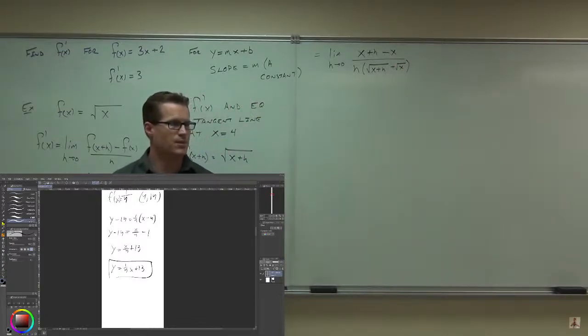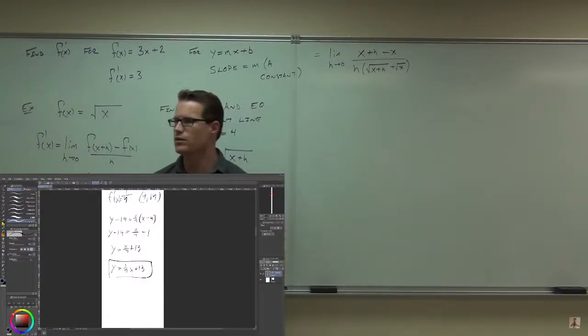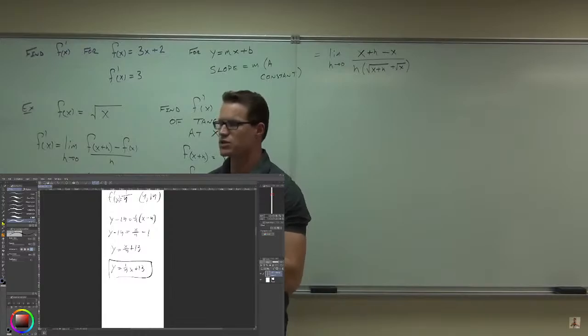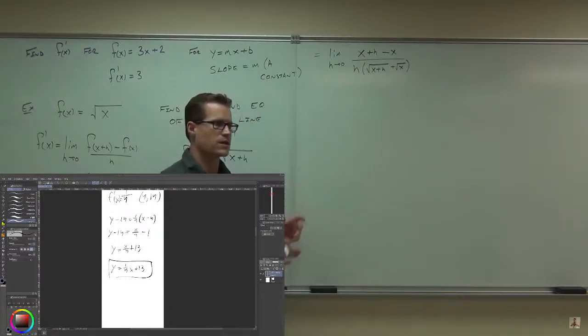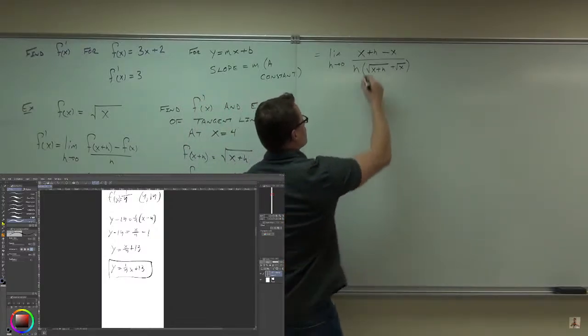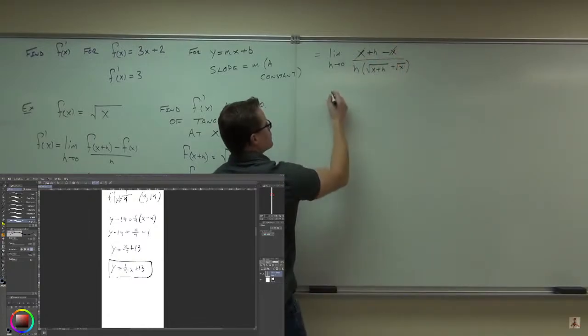See anything nice that happens? Cross out the h. The x's are gone. They have to. The only thing you can have left up there is something with an h that you can factor out and cross out itself. Otherwise, this problem falls apart. So those x's are gone.